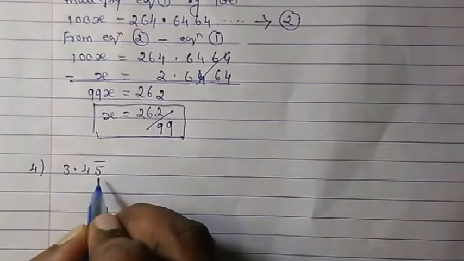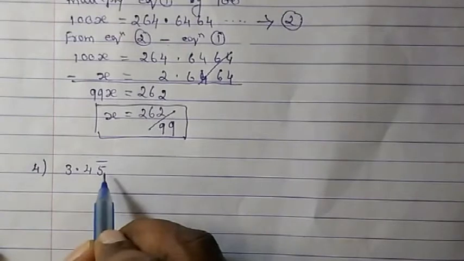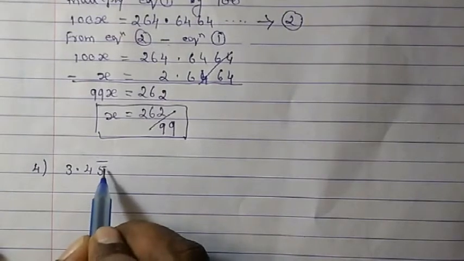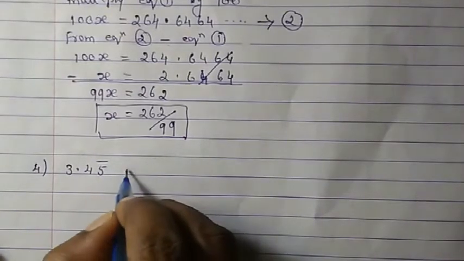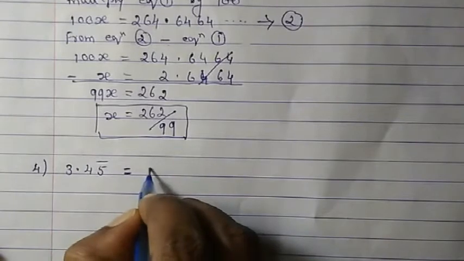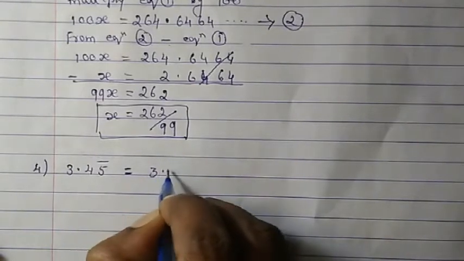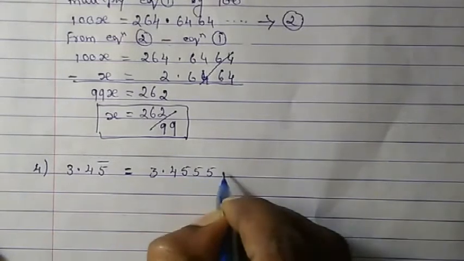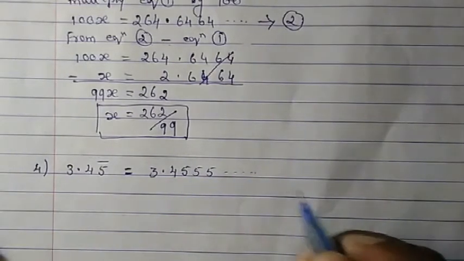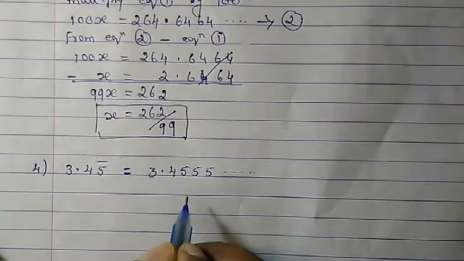Now the fourth one, here just look at it very carefully. Only 5 is being repeated. The meaning is 4 is not repeated, only 5 is being repeated. So what is the meaning of this? The meaning is 3.4, 5 is being repeated. So in this case, how to deal with this?